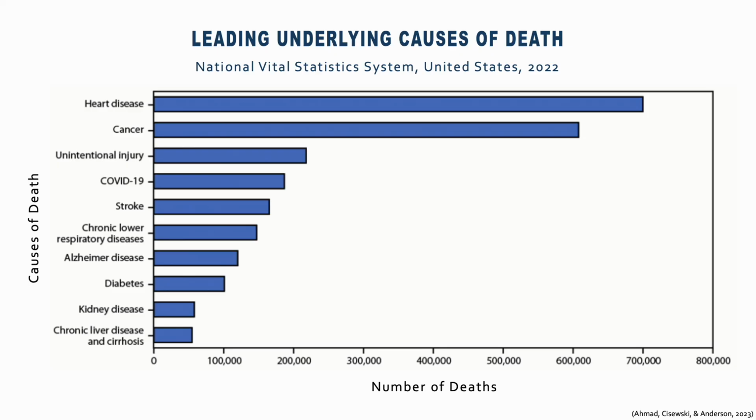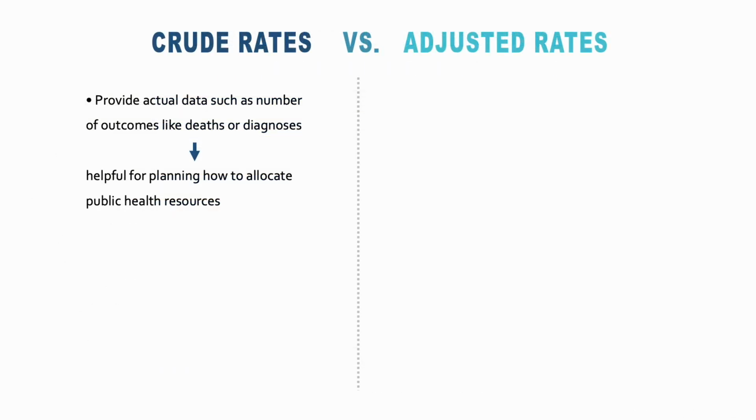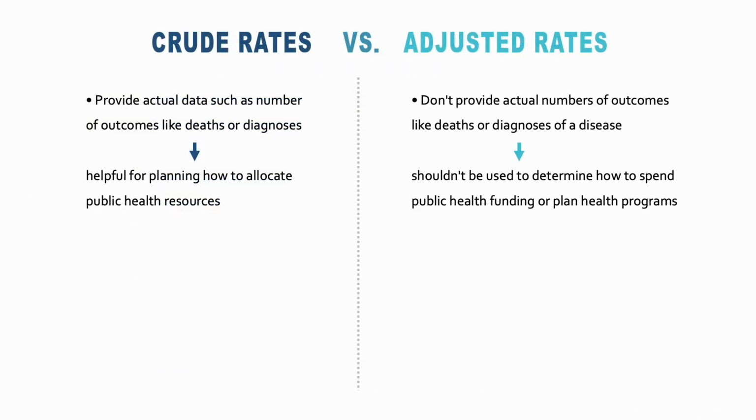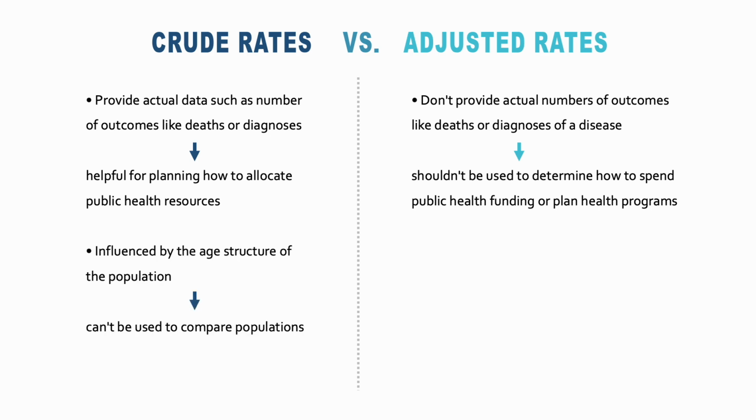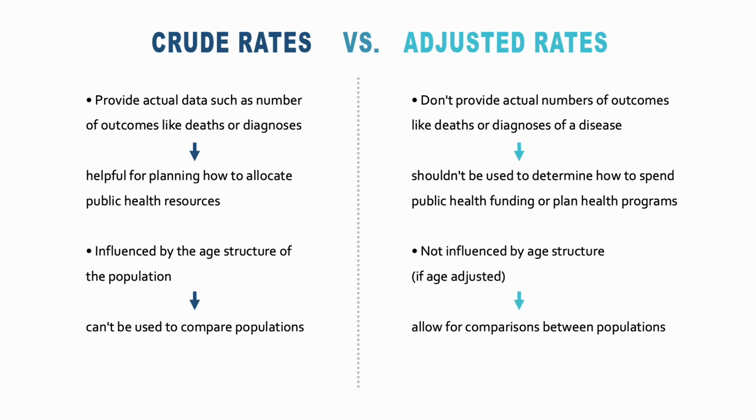This chart is an example of counts because these are the actual number of deaths for each condition. So if you look on the x-axis, that's not a rate, it's actually showing you the number of deaths. Crude rates tell us the actual mortality, which is helpful because across different countries, most places are pretty good at recording deaths, but they're not as helpful for comparing two different populations as adjusted rates.